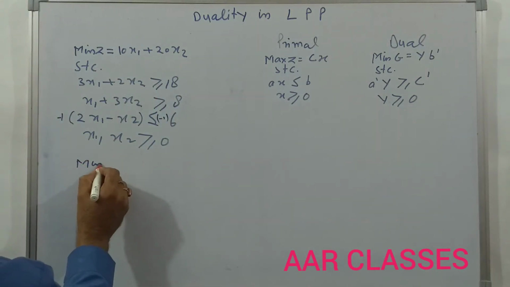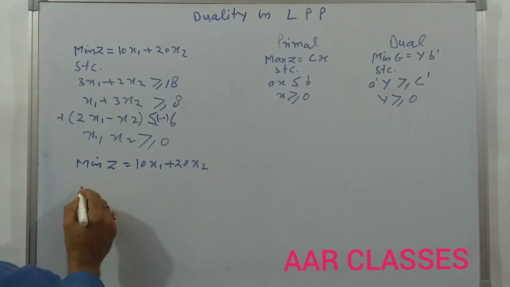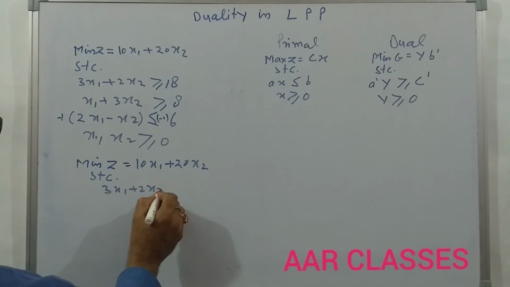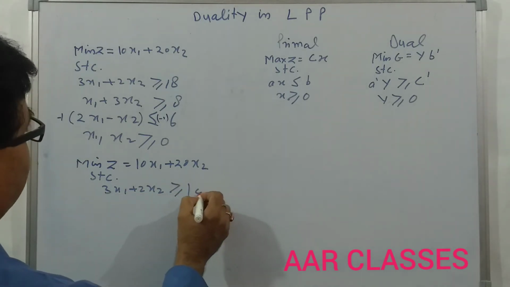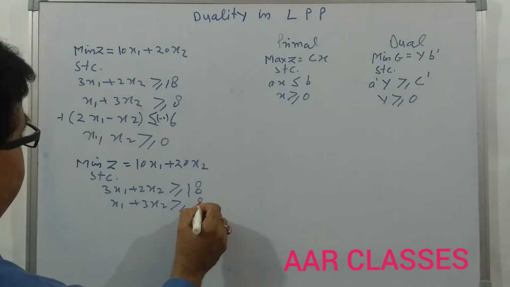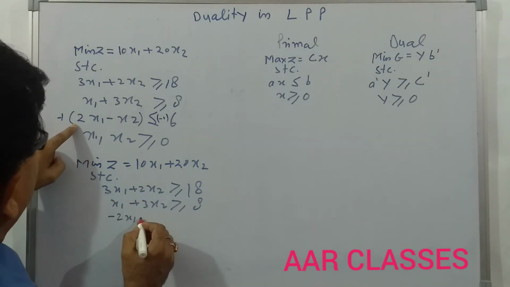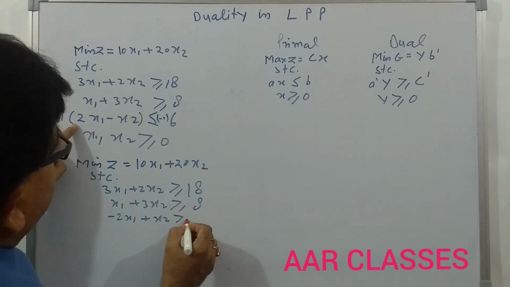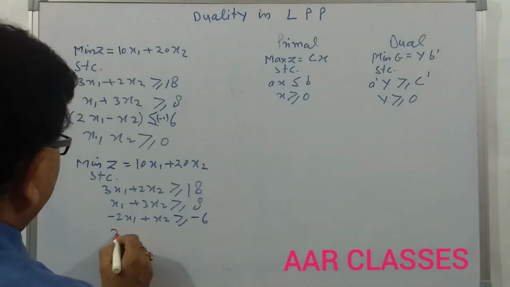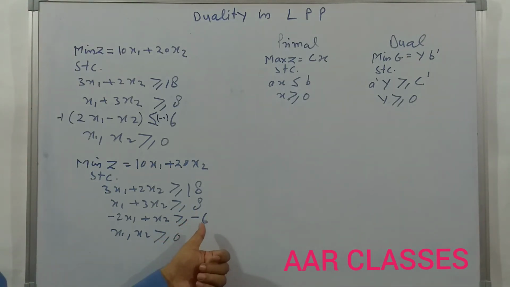सो हियर मिनिमम z इज इक्वल टू 10x1 प्लस 20x2, सब्जेक्ट टू कॉन्स्ट्रेंट्स 3x1 प्लस 2x2 इज ग्रेटर देन और इक्वल टू 18, x1 प्लस 3x2 ग्रेटर देन और इक्वल टू 8, और हम इधर फिर माइनस से करेंगे. सो -2x1 प्लस x2 इज ग्रेटर देन और इक्वल टू -6, एंड x1, x2 ग्रेटर देन और इक्वल टू 0.